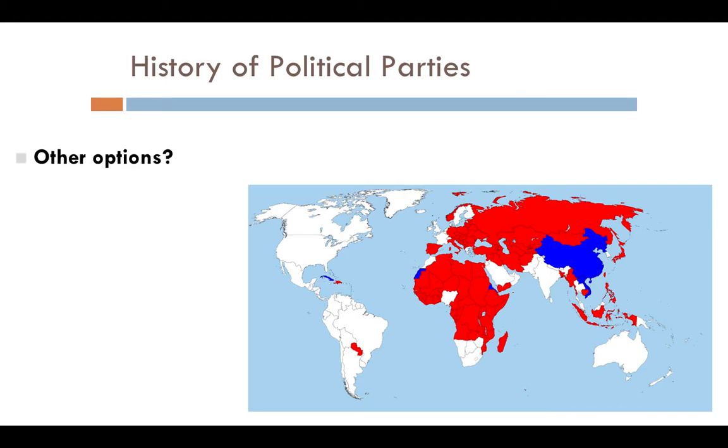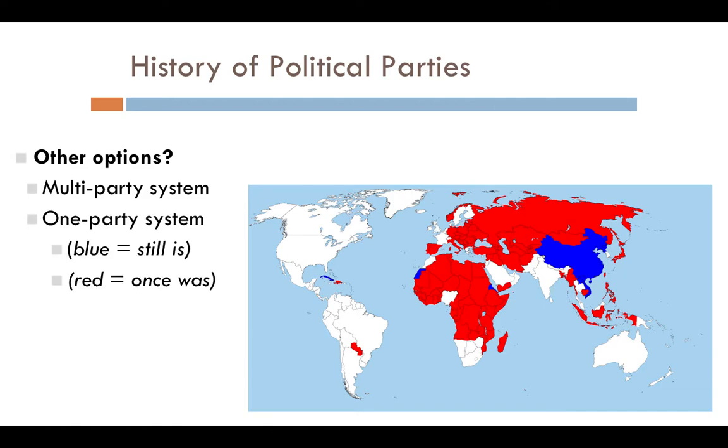So, on the history of political parties, there are other options out there. We have the multi-party system, and then we have the one-party system. As you can see in this map, China, Cuba, Vietnam, and a few other countries are still one-party systems. That's typically a communistic type system. The countries in red used to have a one-party system.